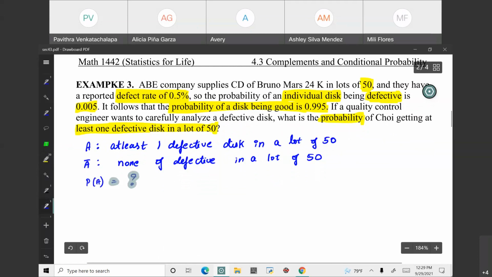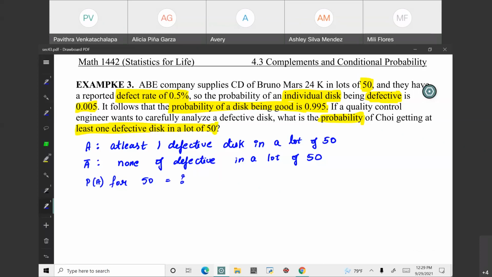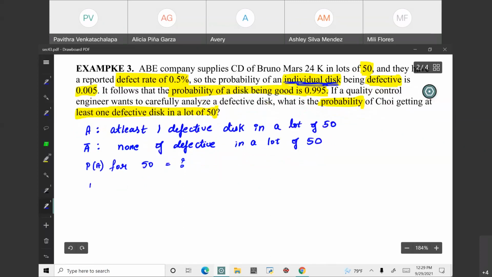This is for P of A for 50. Is P of A bar given? No, it is not given. Then what is given? They have given the value for an individual disk being defective. Okay, at least one is defective. That means P of A is given.